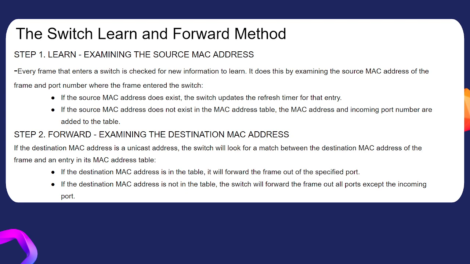Step 2 is examining the destination MAC address. If the destination MAC address is a unicast address, the switch will look for a match between the destination MAC address of the frame and an entry in its MAC address table. If the destination MAC address is in the table, it will forward the frame out of the specified port. If the destination MAC address is not in the table, the switch will forward the frame out all the ports except the incoming port.